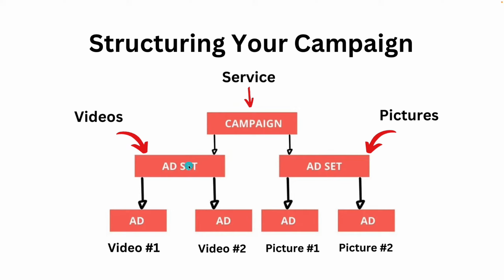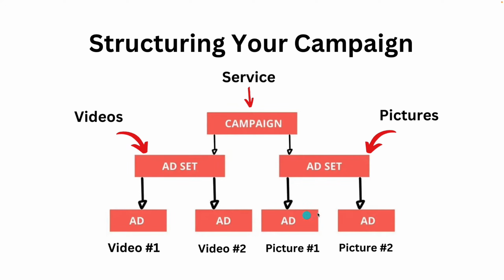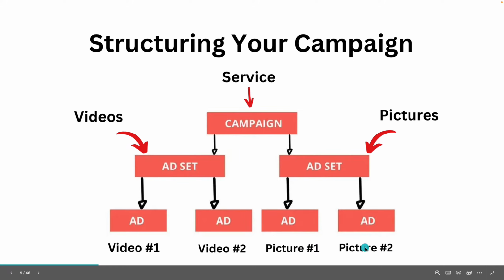At the ad set level, I like to separate them with videos and pictures. And each time you test a batch of different pictures, I like to create a new ad set. As you can see in this example, in one ad set we have videos, and in another ad set we have pictures. And then within the ad set, we have the two different ads. I like to run 2 to 3 different ads within the ad set. So we have video 1 and video 2, and then right here in the pictures, we have ad 1 and ad 2, which is picture 1 and picture 2.